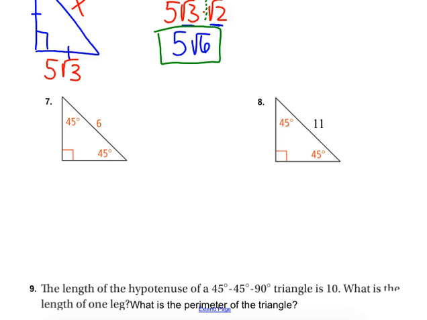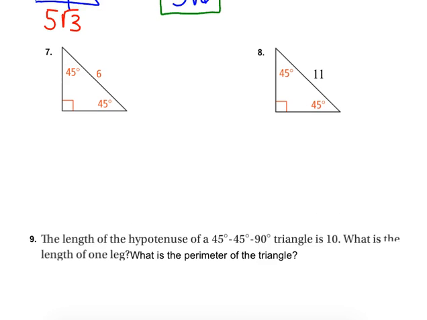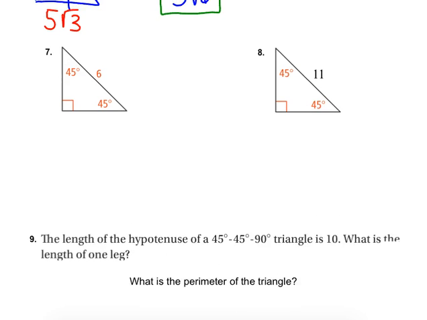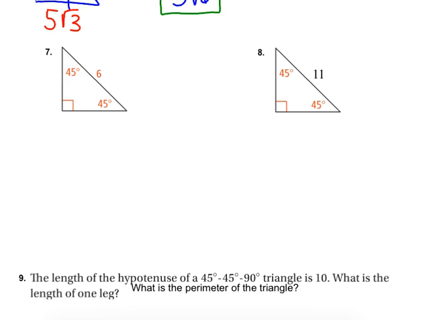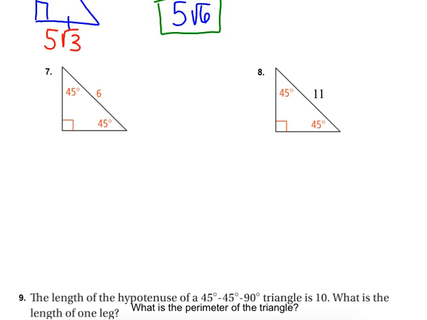Now if there's going to be any kind of a problem today that kind of messes you up, it's when you're going to have to work backwards from the hypotenuse. So that's this kind of problem right here. So again, we're just going to fall back onto our formula. Remember, our hypotenuse equals our leg, I'm just going to call S to simplify, times the square root of 2.